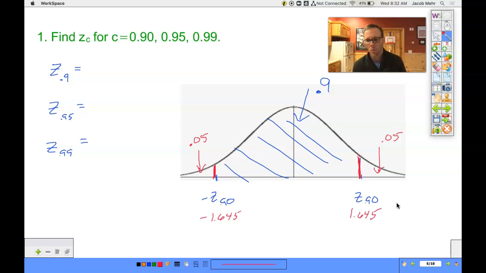And when I look up 0.95 in my table, I should end up with the same thing. So I'm looking up 0.95, and I'm seeing 0.9495, 0.9505, halfway between them is at 1.645. So we just found our critical z-score for 0.9, or a 90% confidence interval, as 1.645. All right, now what I want you to do, see if you can find the z-score for 0.95.